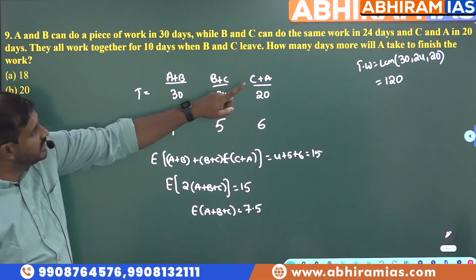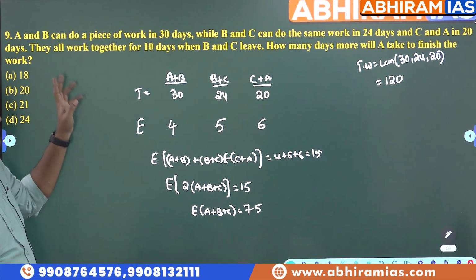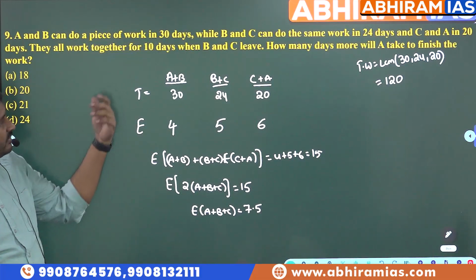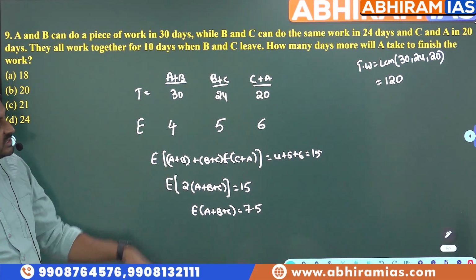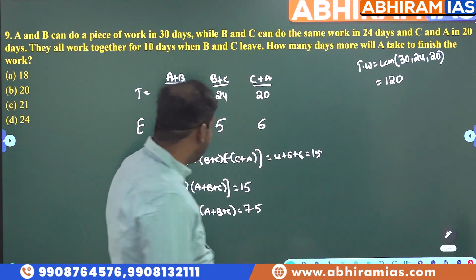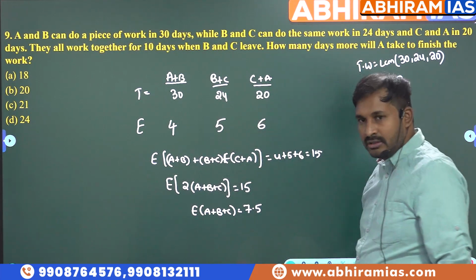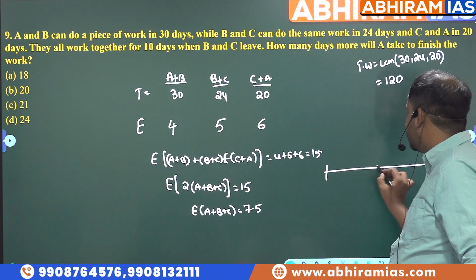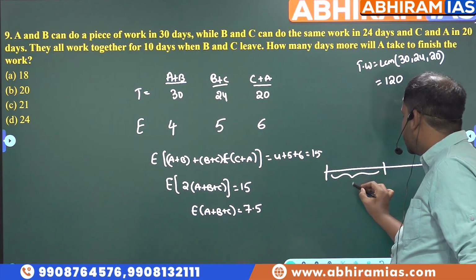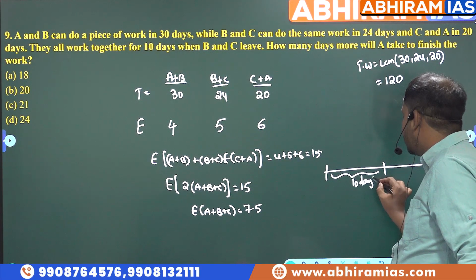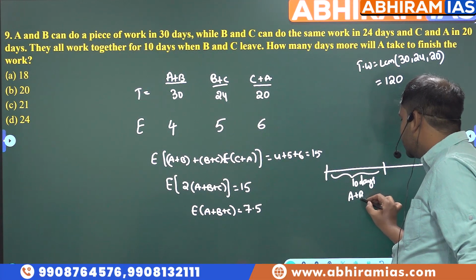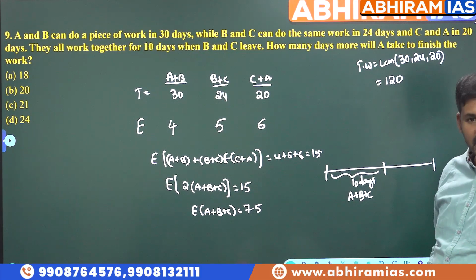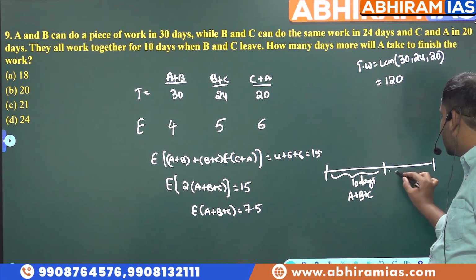Now, what is our question? How many days more will A take to finish the work? Okay, they all worked for how many days? 10 days. And then when B and C leave, how many more days will A take to finish the job? Now we will go to the timeline. When I draw the timeline, first they worked for how many days? 10 days. In these 10 days who worked? All the 3 worked, A plus B plus C. After 10 days, what is happening here? B and C are leaving the job and only A is working here.